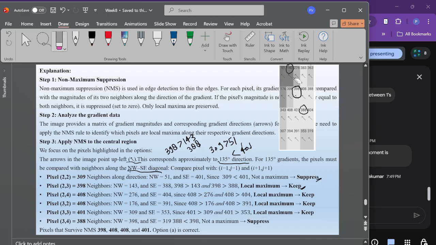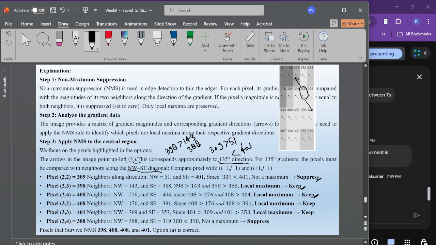Now similarly we have to do the next pixel, that is 408 in the second row, fourth column. Now check the neighboring pixels 276 and 404. You can see that 408 is greater than both pixels, so it preserves the local maximum. That should be kept. We need to keep it.